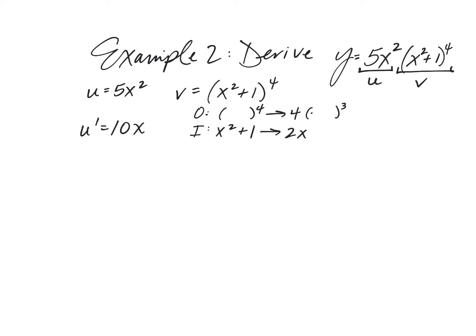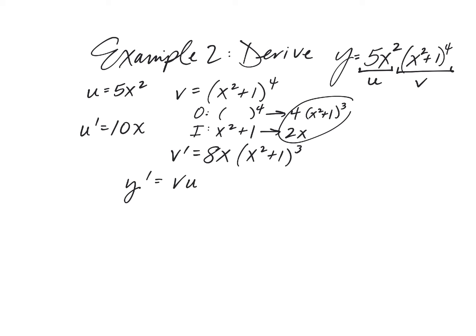I take my derivatives, I put the original back inside, and I get my final v prime by multiplying these two functions together, which gives me 8x times the quantity x squared plus 1 cubed. So now what we need to do is put them back together using the product rule, which is VU prime plus UV prime.